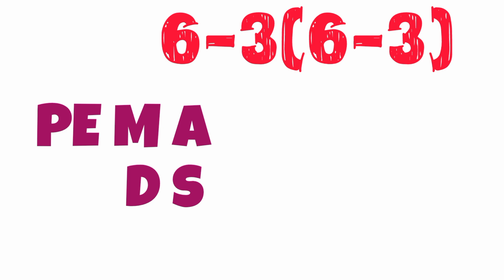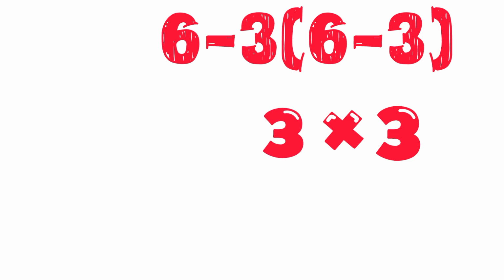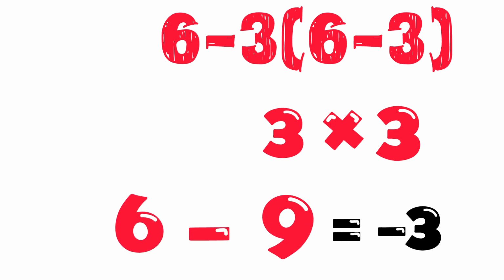that addition and subtraction. So in this question, first we solve the parentheses. 6 minus 3 equals 3, and then we multiply by that 3, because multiplication has higher priority than subtraction. So 3 times 3 equals 9, and 6 minus 9 equals negative 3. This is the final answer to this question.